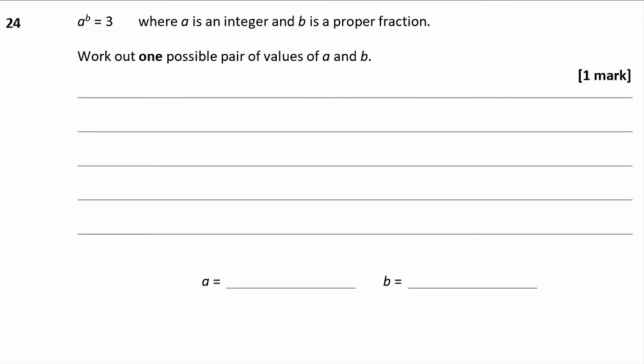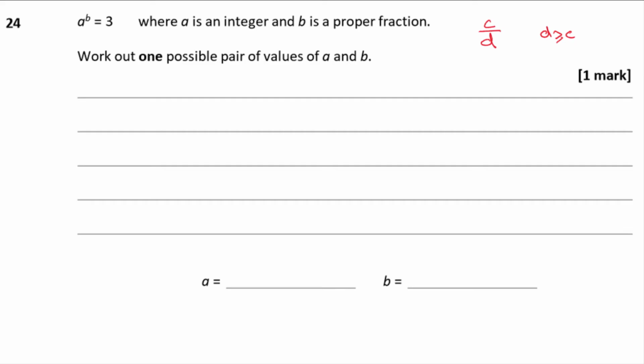Question 24. A to the power of b is equal to 3, where a is an integer and b is a proper fraction. Work out one possible pair of values of a and b. So a is an integer and b is a proper fraction. A proper fraction is something that looks like this, one number above the other, where d is bigger than c. Or, is it bigger than or equal to? I suppose it could be the same number and still be a proper fraction. Yeah, so that's the rule.